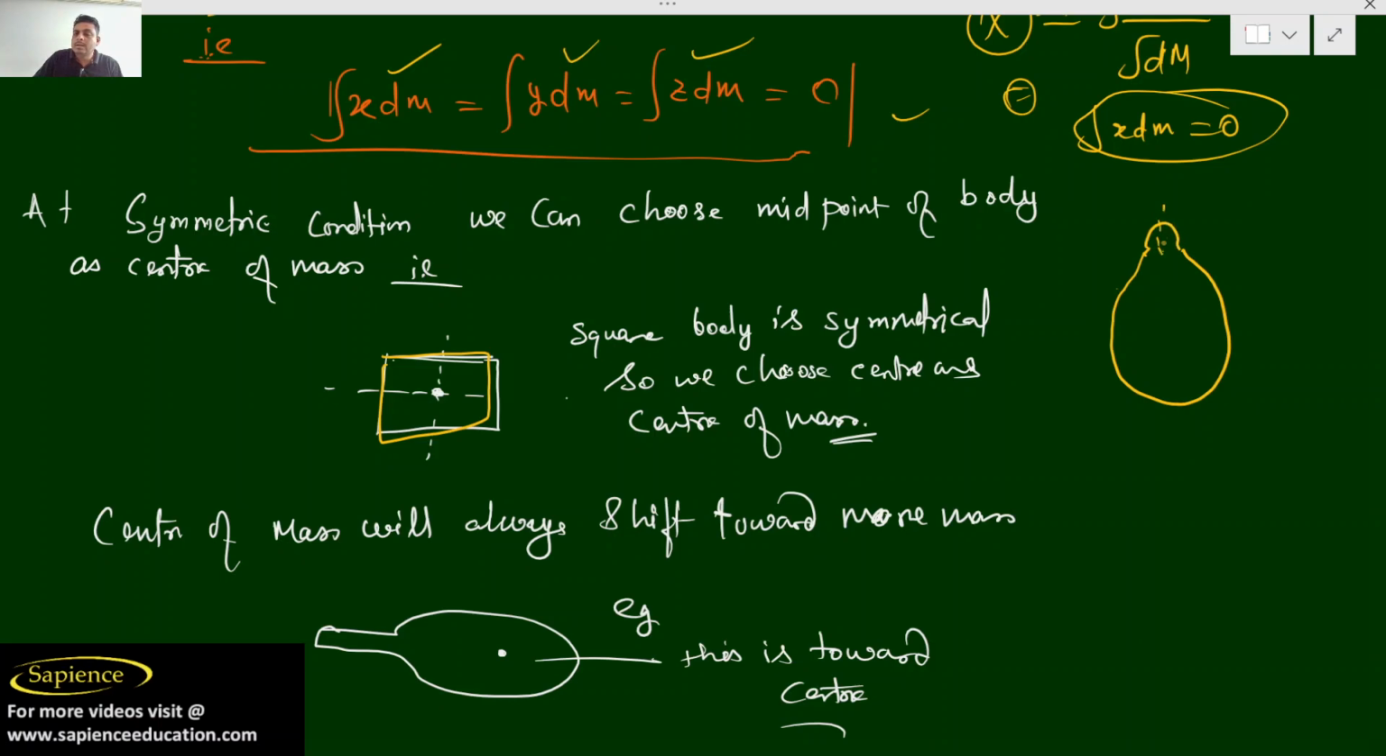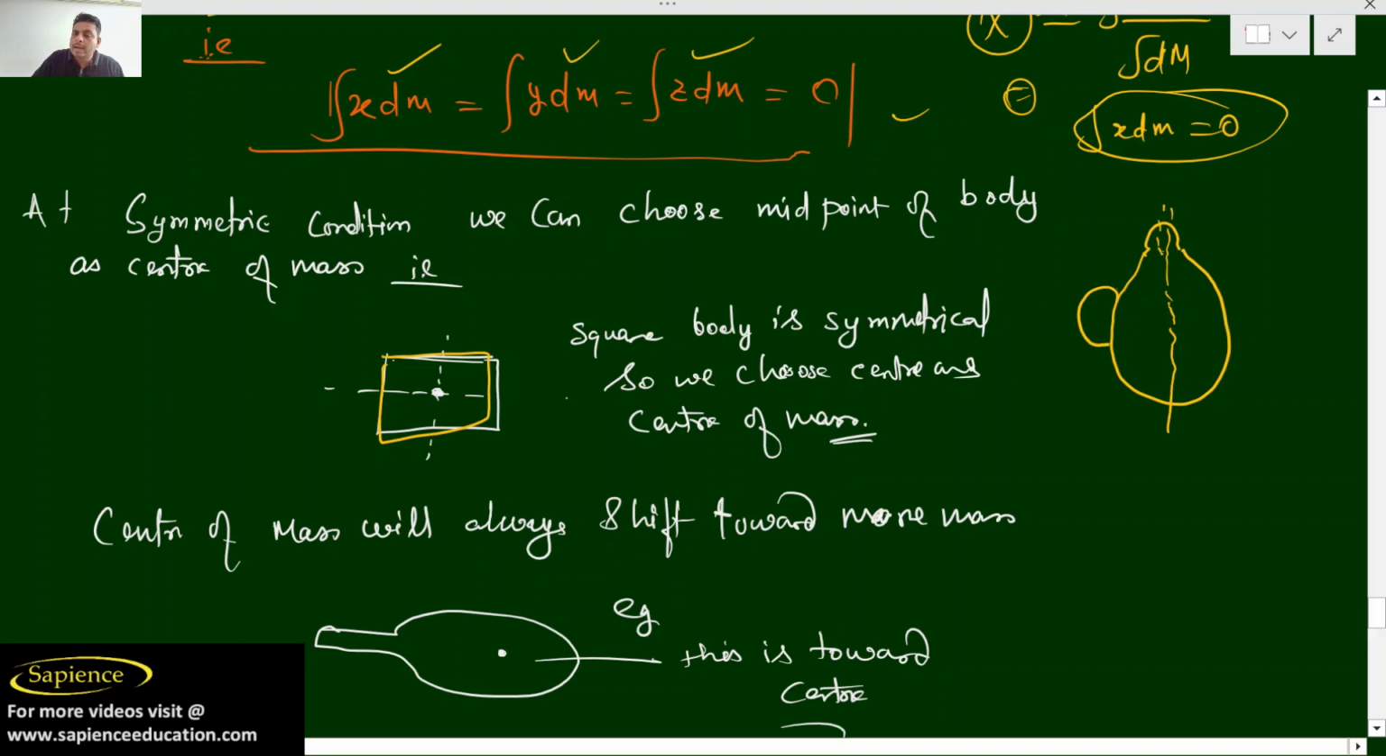So if I make a line between this, this is a symmetrical body. But if I add something like this, it is not symmetrical. Understood or not? Symmetrical means what? Both sides will be similar, the same, exact.